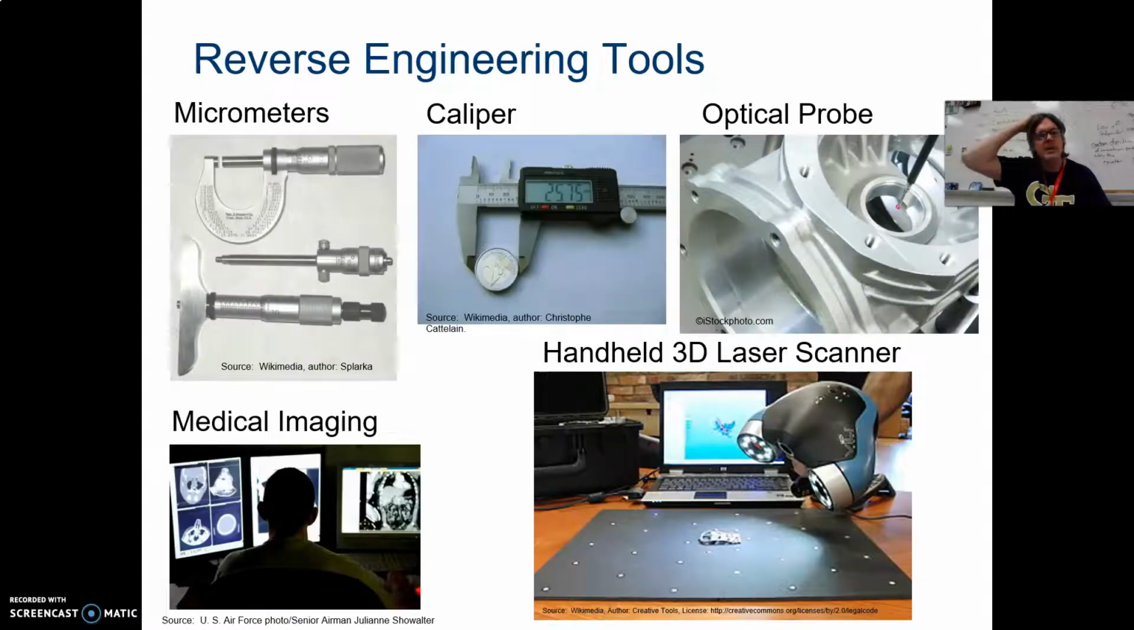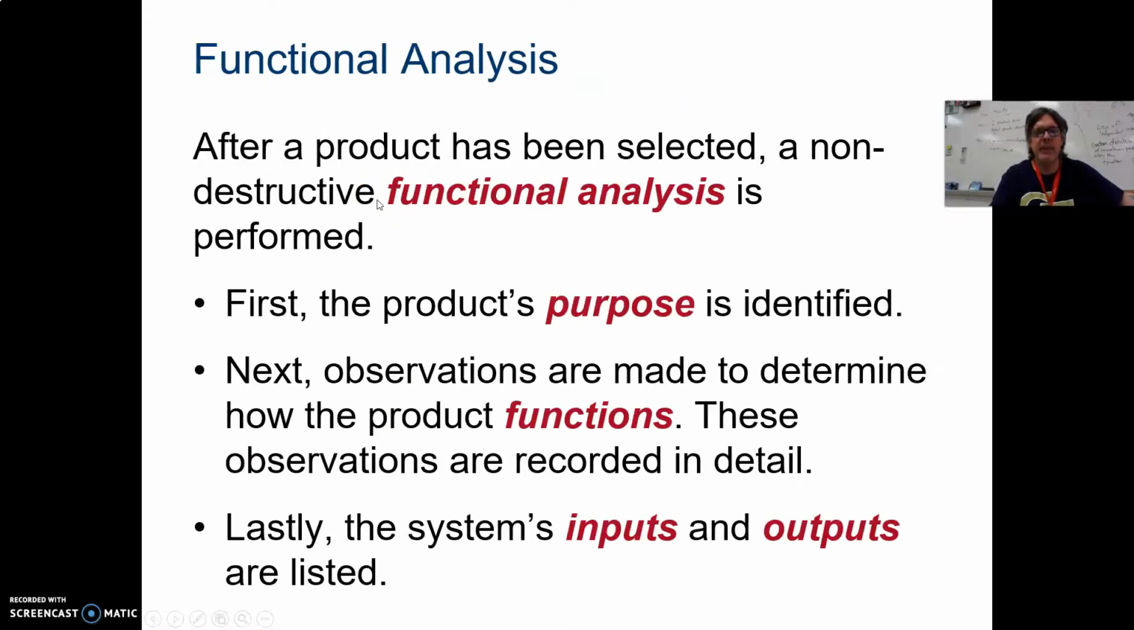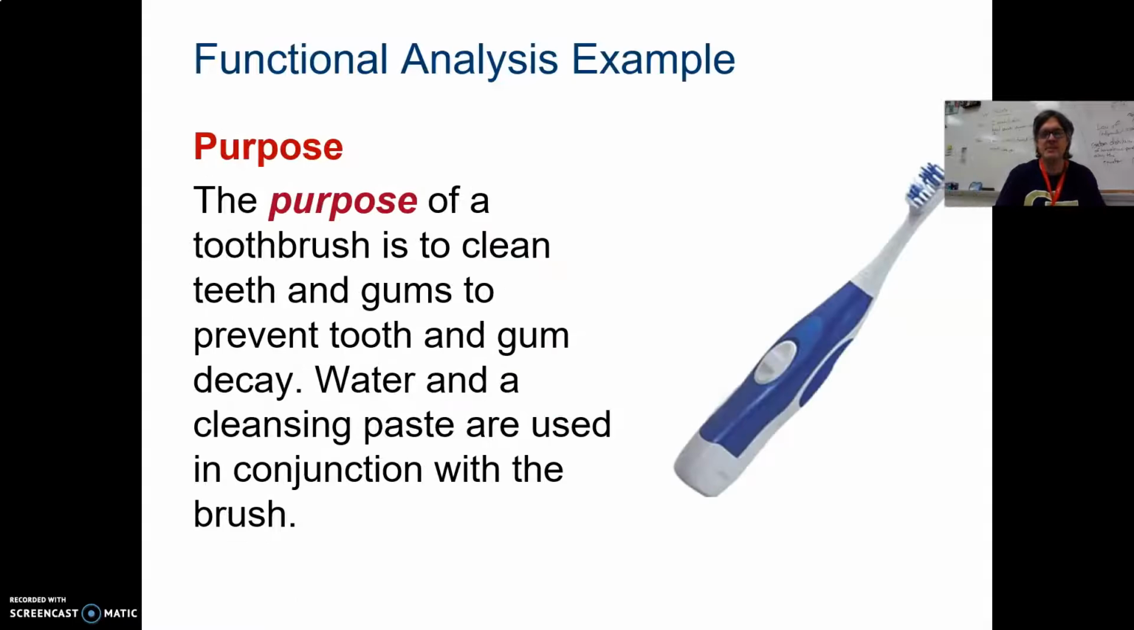So reverse engineering tools: you're going to have to make sure you know how to use a caliper and so on. Obviously, we're not going to use an optical probe. Like I mentioned in San Antonio, I'm sure they have scanners that they can use. But we've tackled visual, and now we're talking functional. Functional analysis is basically, like I mentioned, this idea of inputs and outputs.